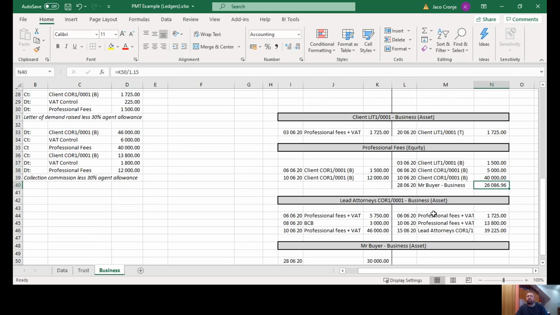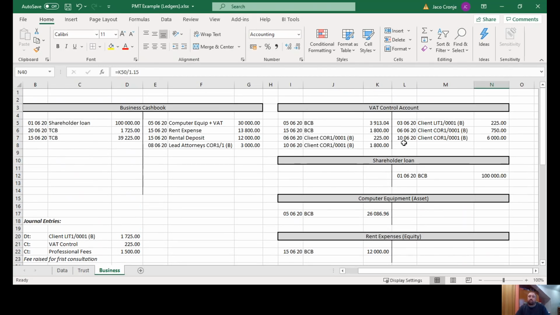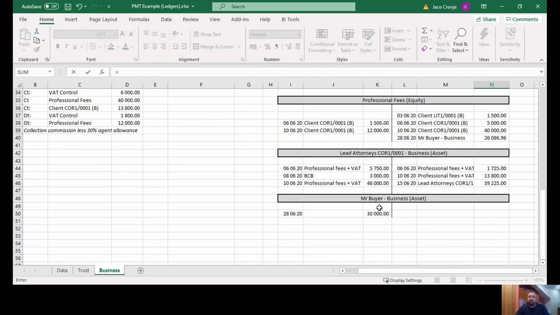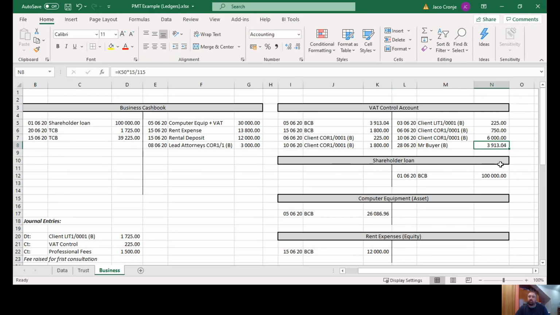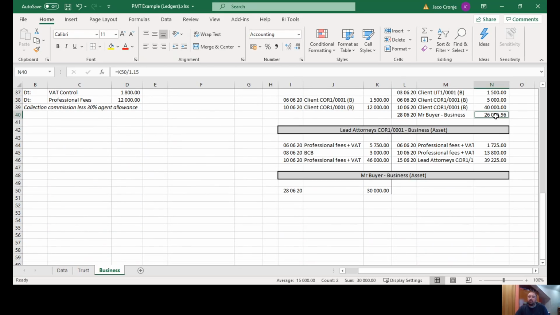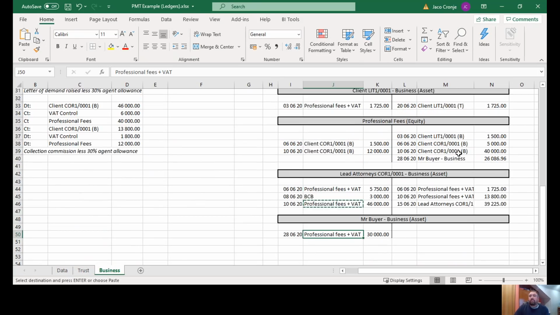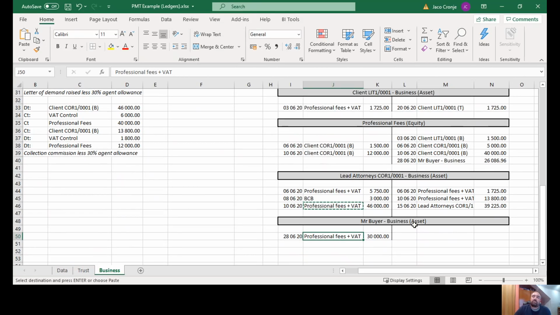And where does the balance go? The balance goes to SARS. So I'm going to say there, Mr. Buyer business, that equals that times 15 divided by 115. And then I'm just going to check if I take my VAT plus my fee, yes, that gives me 30,000 Rand. So at this point, my description is going to be professional fees plus VAT. So at this point, I'm in balance and it's showing that Mr. Buyer owes me that money there.